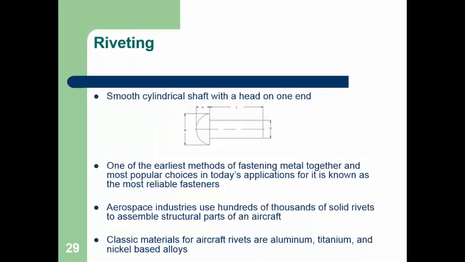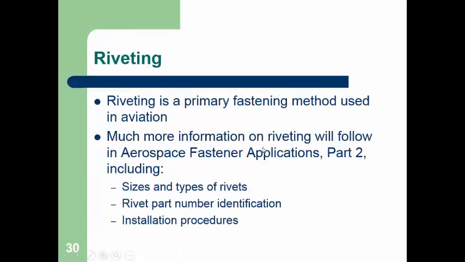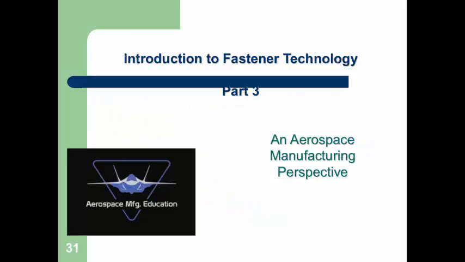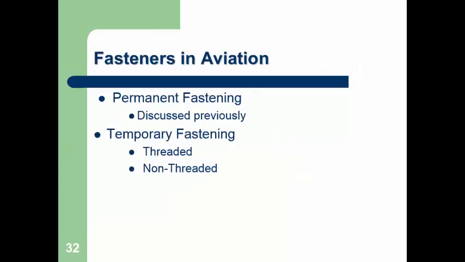And then we get into riveting, and this is the classic smooth cylindrical shaft rivets with a head on one end. You use a bucking bar to form the rivet.